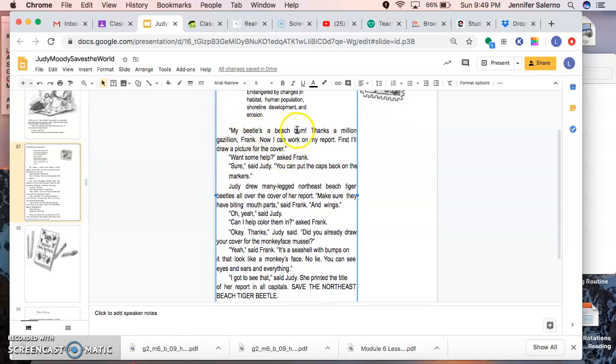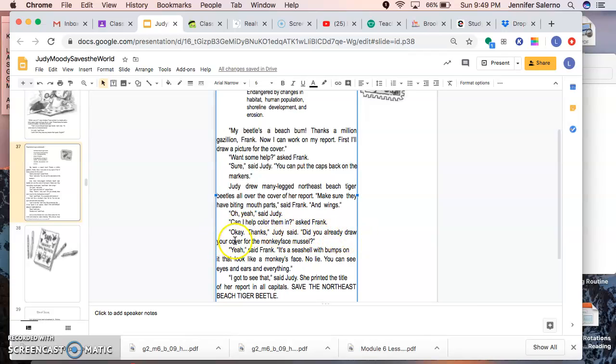"My beetle's a beach bum. Thanks a million gazillion, Frank. Now I can work on my report. First, I'll draw a picture for the cover." "Want some help?" asked Frank. "Sure," said Judy. "You can put the caps back on the markers." Judy drew many-legged Northeast beach tiger beetles all over the cover of her report. "Make sure they have biting mouth parts," said Frank, "and wings." "Oh, yeah," said Judy. "Can I help color them in?" asked Frank. "Okay, thanks," Judy said.